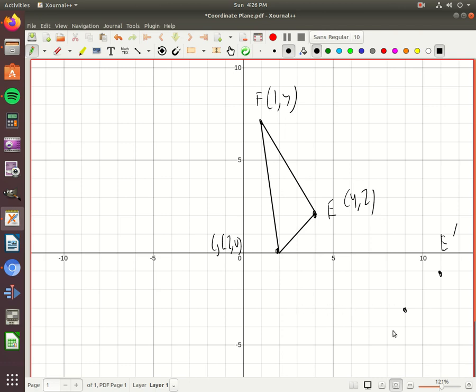That will be my G prime. And down 3 and over 7, and that will be my F prime. And then it asks us to get the ordered pairs.